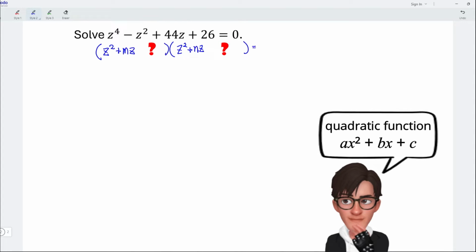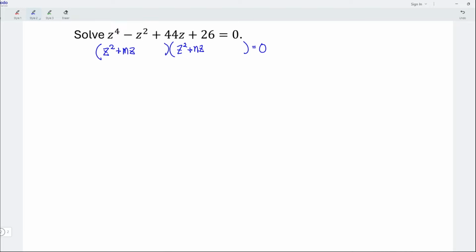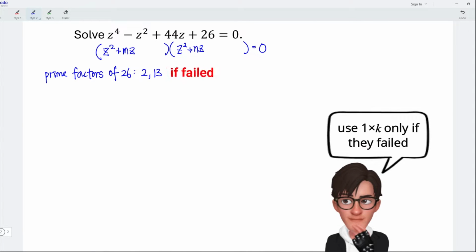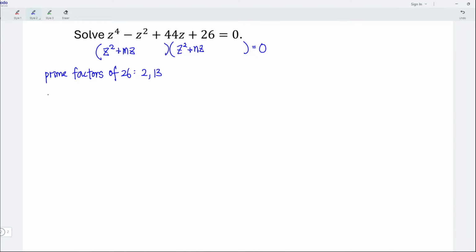For the constant term, let's consider the constant of the original function, that is the term 26. All we need to do is to determine all the prime factors of 26. There are 2 and 13. If the prime factors do not help us to solve the equation, only then we determine other factors such as 1 and 26. Let's form equations based on the coefficient of the term z squared using the prime factors.